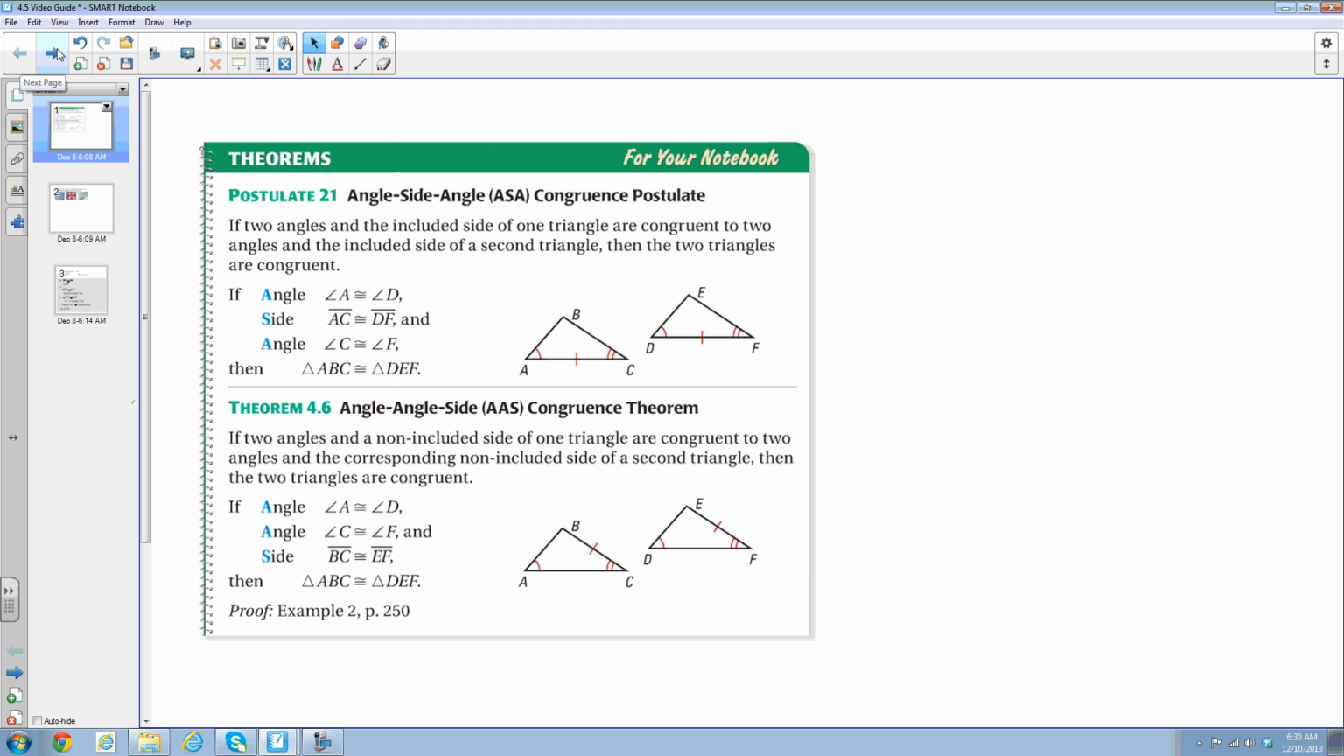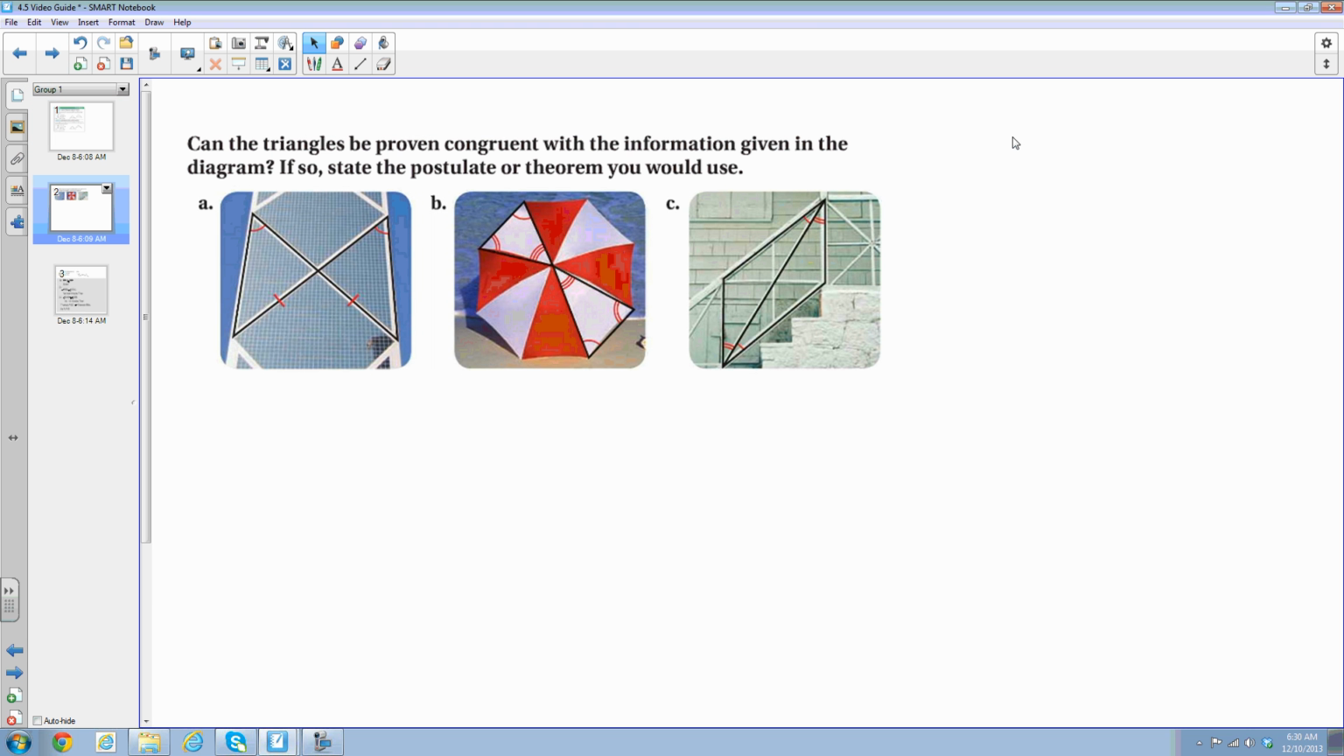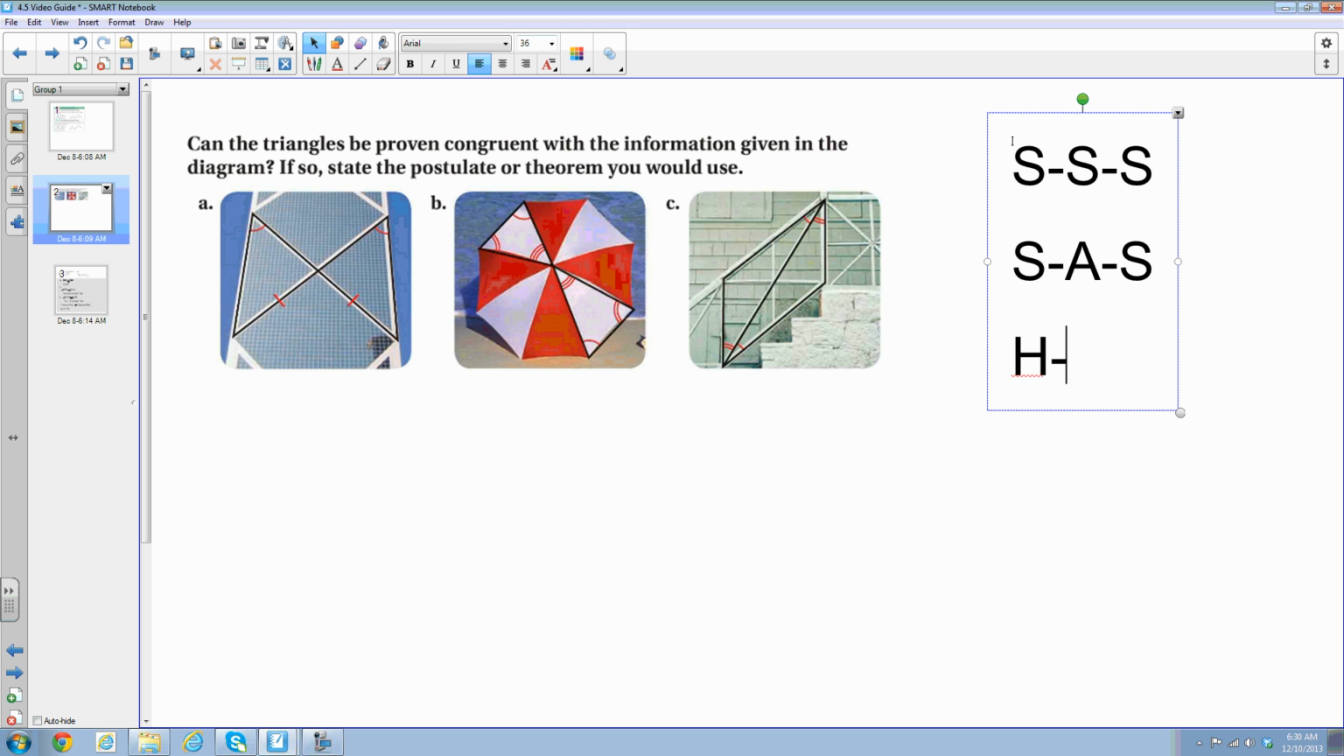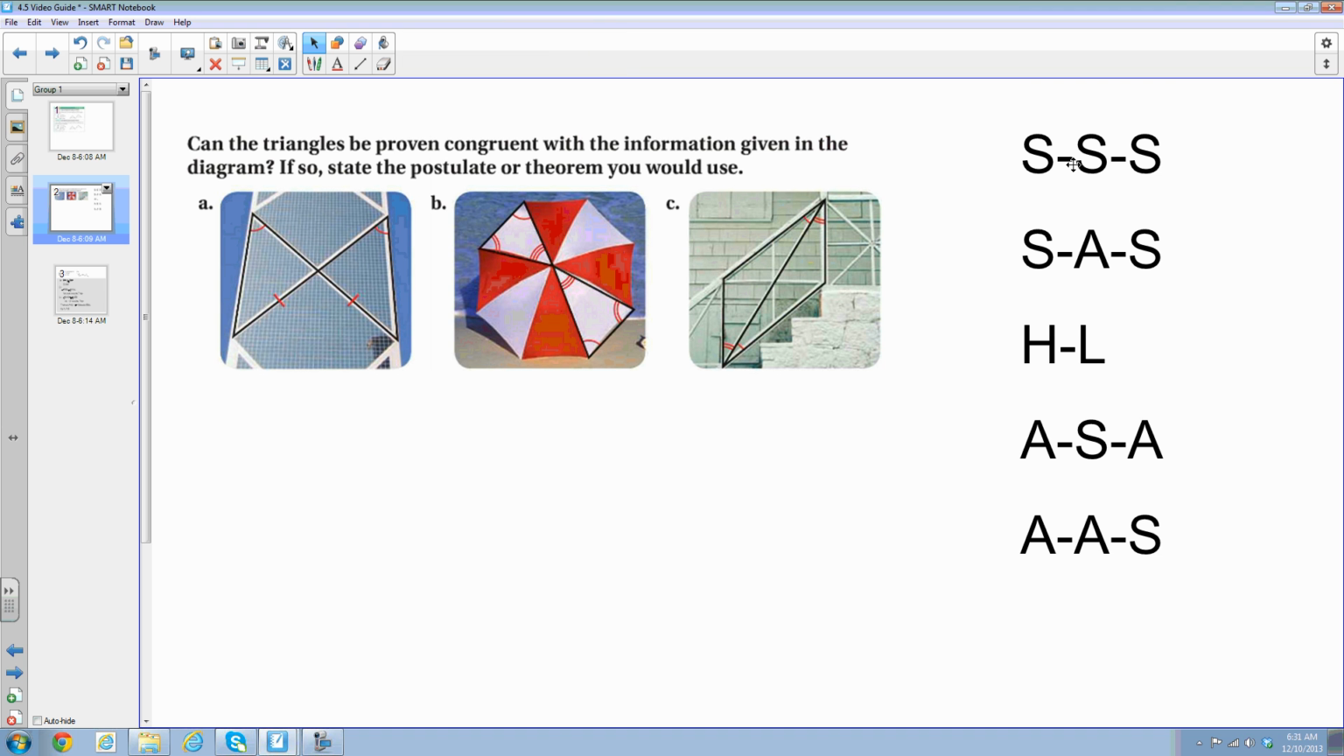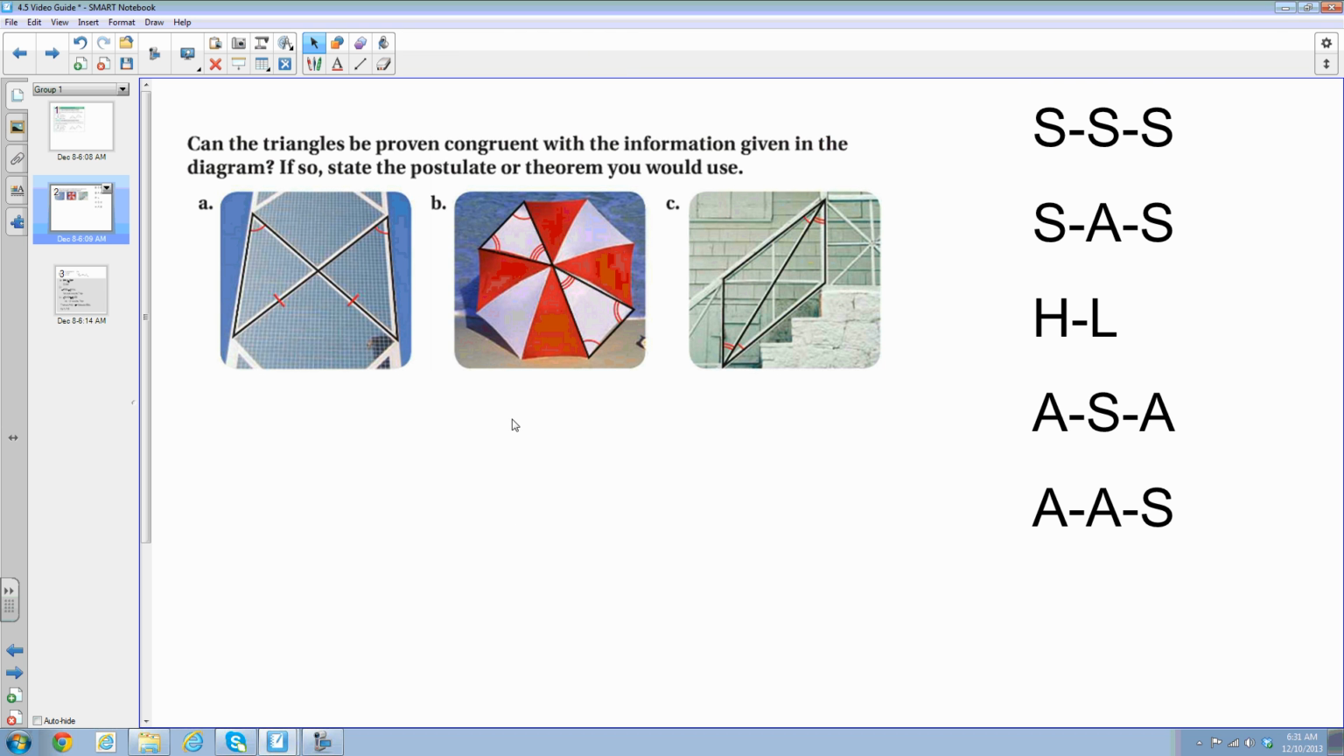So, at this point we have 4 different theorems that can be used, actually 5, to help us see whether or not shapes are congruent. We have side-side-side, side-angle-side, HL, special to right triangles, angle-side-angle, and angle-angle-side. With these 5, we have a lot of different ways that we can show that two triangles are congruent, but it won't always be the case. So in these 3, we're looking to see if we have enough information at all to be able to do so, and if so, which of these 5 will we use?